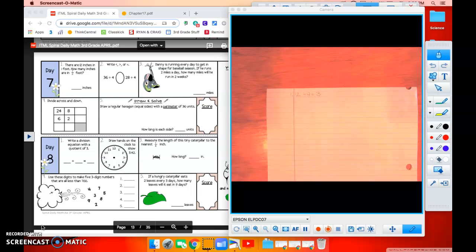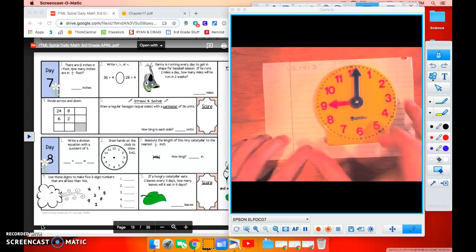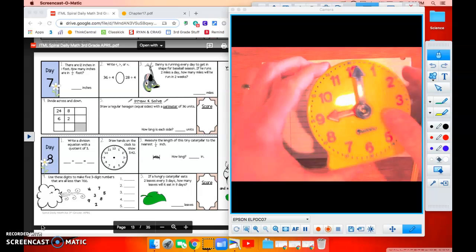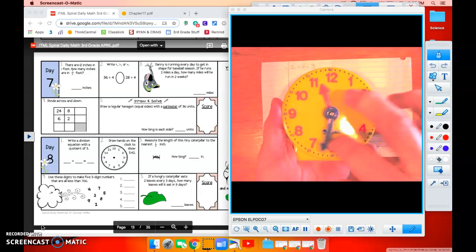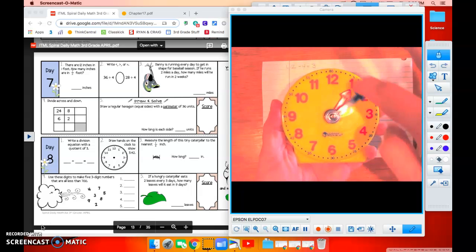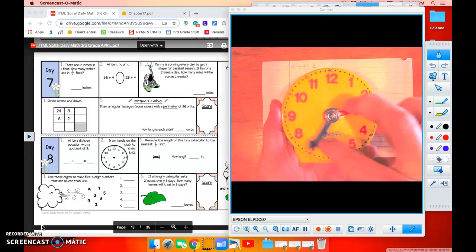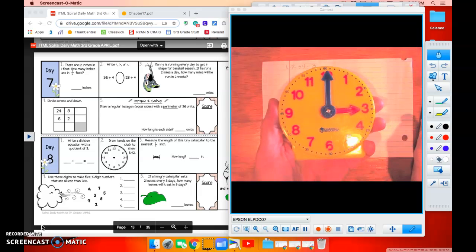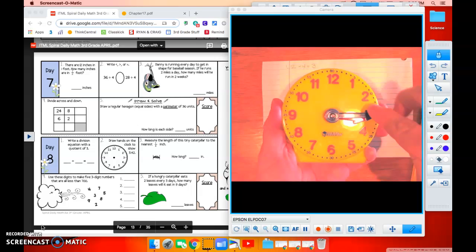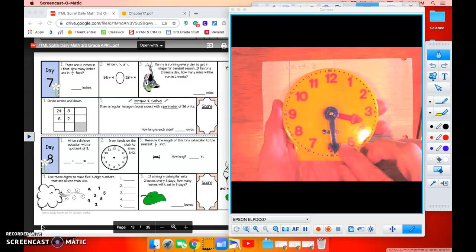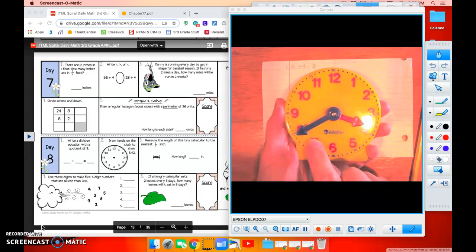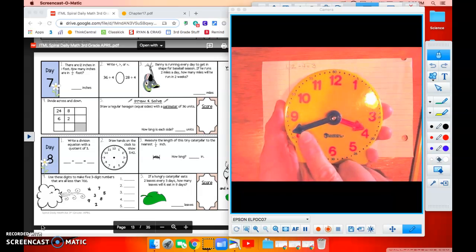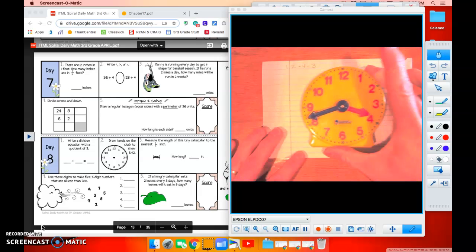Excellent. Number 2, draw hands on the clock to show 3:42. So here we are. There's a clock. We're going to have to wind her up here a little bit. So making some circles. 1 o'clock, 2 o'clock, 3 o'clock. And I want 3:42. 5, 10, 15, 20, 25, 30, 35, 40, 41, 42. Okay, so there we are.